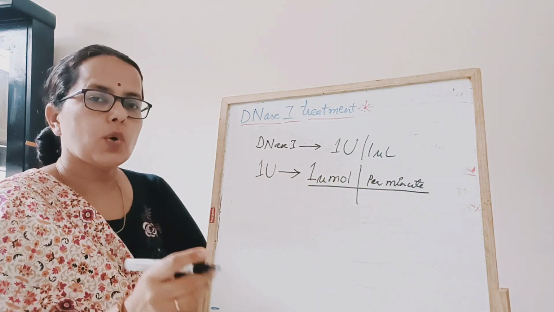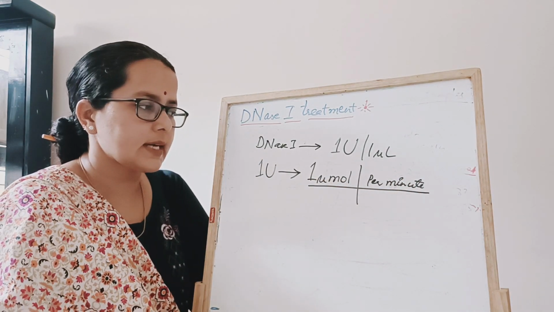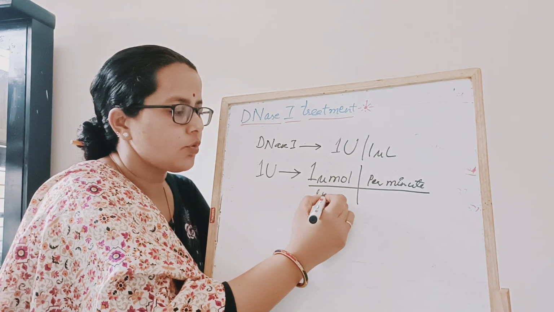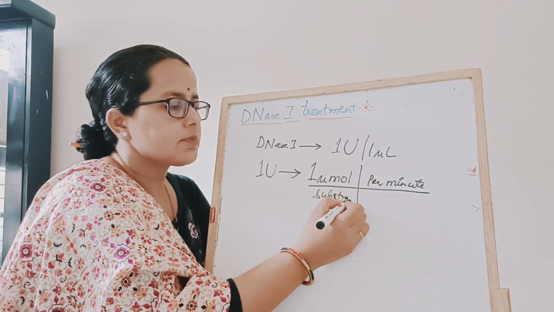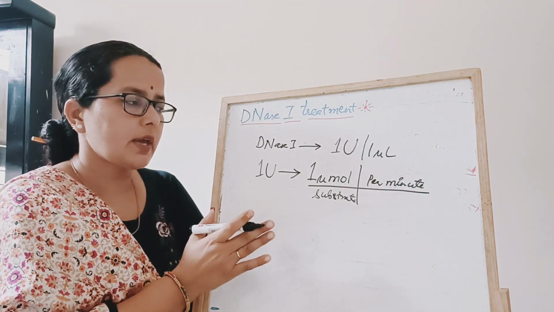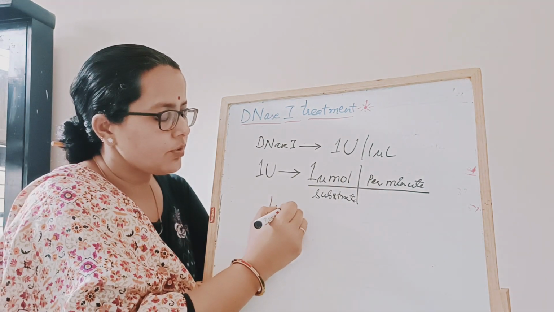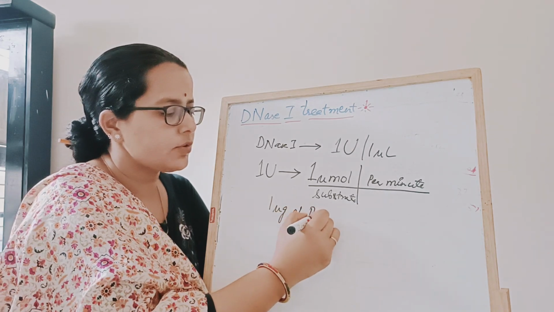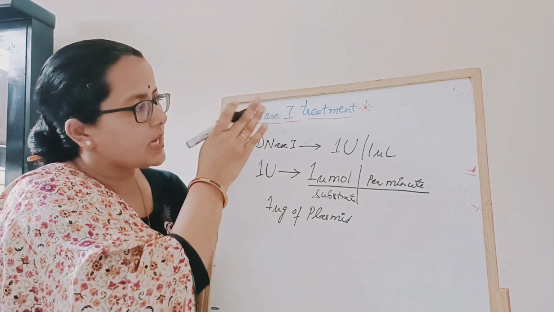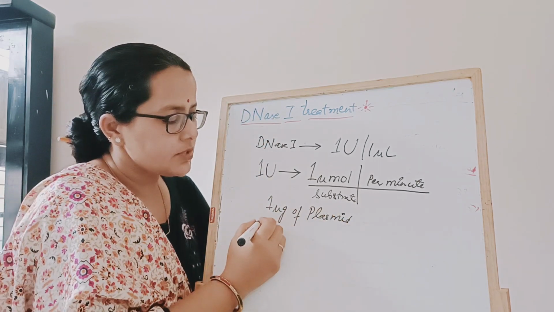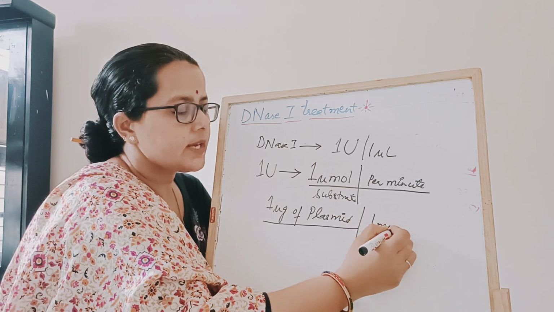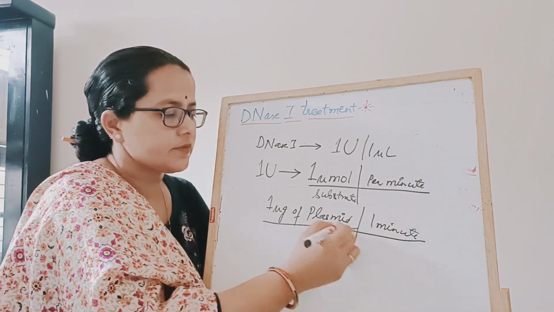What is 1 unit? 1 unit is the amount of enzyme which converts 1 micromole of your substrate per minute. For example, if you are using 1 microgram of your plasmid and you want to digest that plasmid with the DNase I, that means 1 microgram of plasmid should be digested per minute.